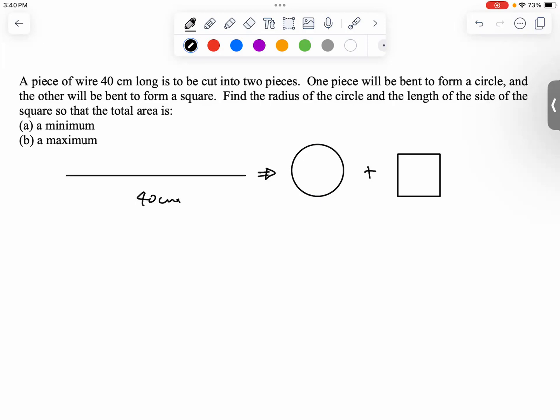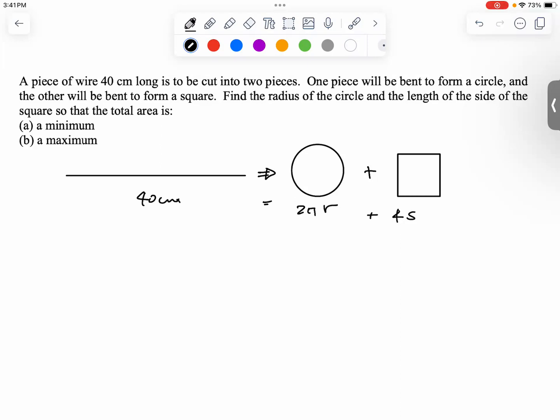Before we do anything, I think we should be able to write something down, and that is 40 centimeters is equal to 2πr, the circumference, and 4s, the perimeter of the square. They should all add up to 40. That's something that we can write. It's a true statement. Is it going to be useful? We will see, but that's something that we can definitely write for sure.